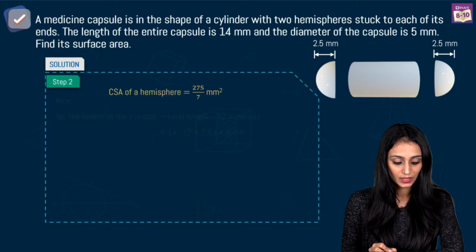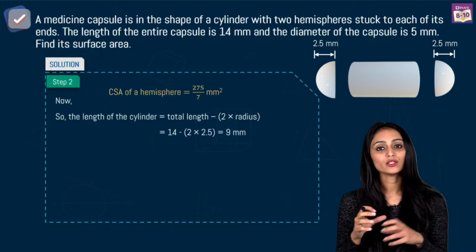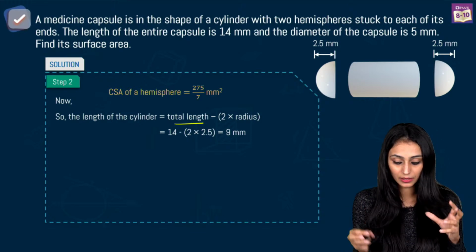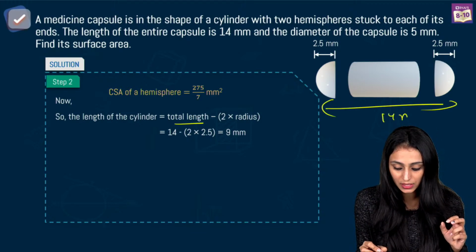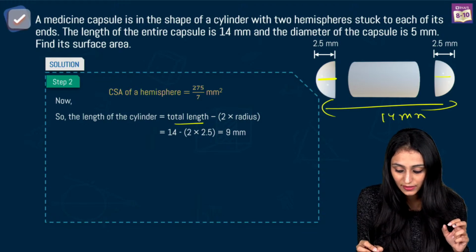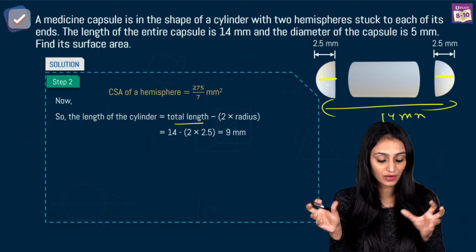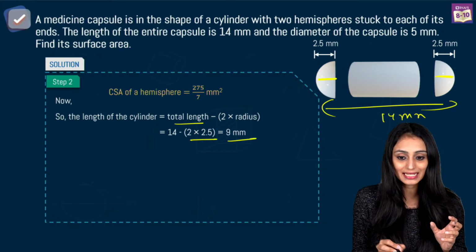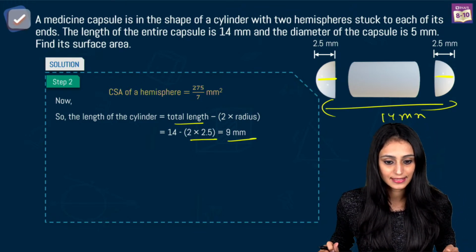Yes. So the total length of the cylinder, if you talk about here, total length would be for the cylinder. This entire length is 14 millimeters. So here this much length and this much length. This is 2.5, 2.5. So I'll subtract twice of 2.5 from this 14. We get 9 millimeters.